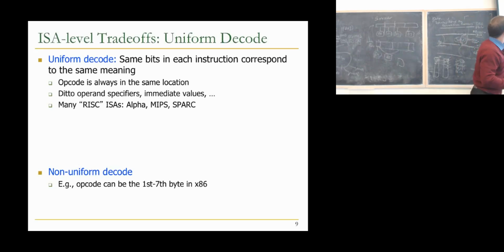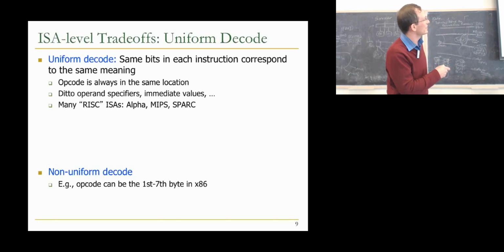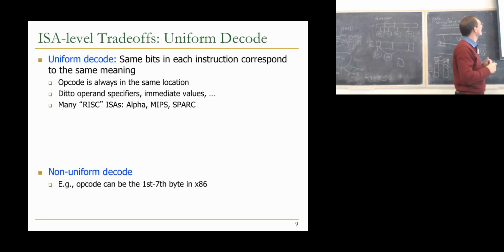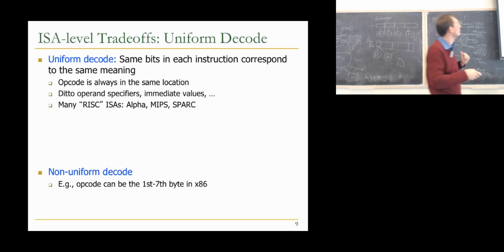Okay, another ISA level trade-off, uniform decode. Have you guys heard of this before? Well, we've talked about it in the last lecture, so I'm going to go over this very quickly. Uniform decode means the same bits in each instruction correspond to the same meaning. Opcode is always at the same place. Well, not always, but mostly at the same place, let's say, because we can have instruction groups also. Operand specifiers, similarly, and immediate values are always at the same place. Many RISC ISAs follow this: Alpha, MIPS, SPARC. Non-uniform decode is exactly the opposite. For example, in x86, the opcode can be anywhere between the first and seventh bytes. Right. We need to figure out where the opcode is. That's the first thing the decoder needs to do.